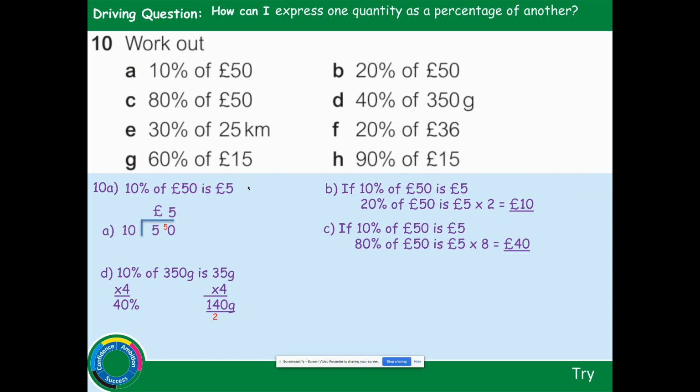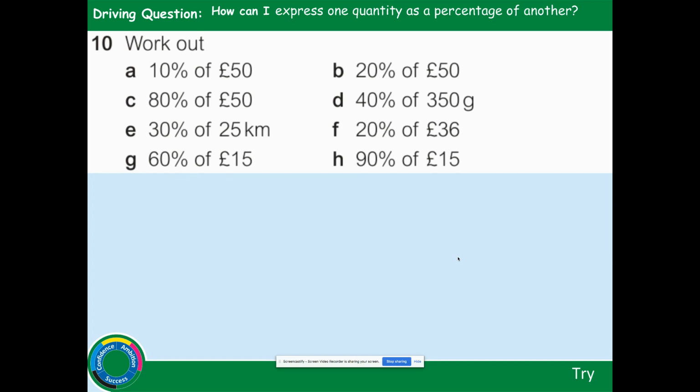30% of 25. Whoops. So if we find 10%, it's 2.5. Remember, the digits move over, or you can do your bus stop if you need to. But here we've got 25. It's going to move over. The ones will go into the tenths, so you have to have a decimal. So 10% of 25 is 2.5. We need to find 30%, so we're going to multiply by 3. 10% times 3 is 30, so 2.5 times 3 is 7.5.